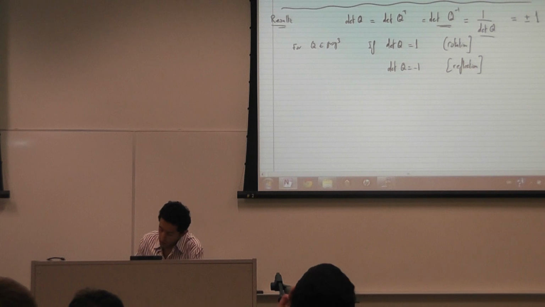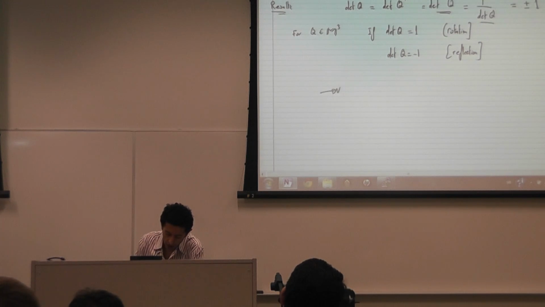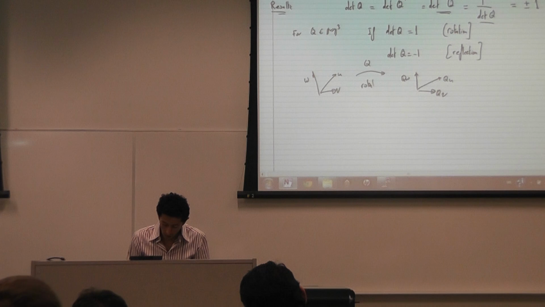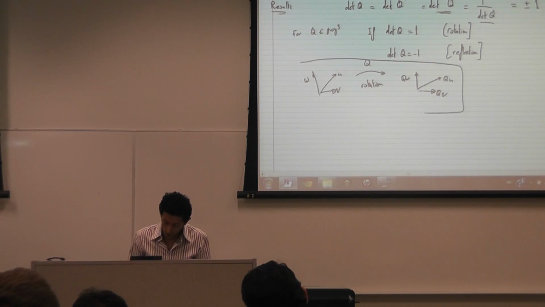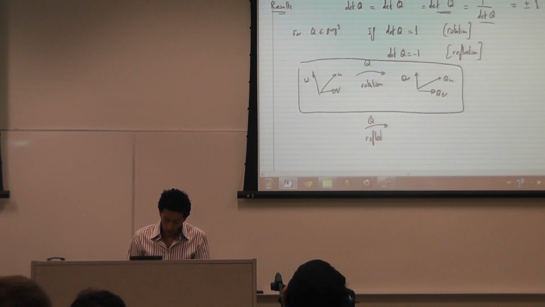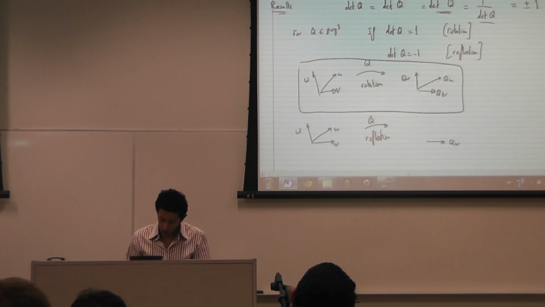Basically, if the determinant of Q is 1, that means that if I have a V, U, and W, and I take Q and apply it to those three vectors, I'm going to get QV, QU, QW that have the same orientation to each other. That's what a rotation does. If Q is a reflection, I have V, U, and W, I will get QV, QU, and QW on the other side.